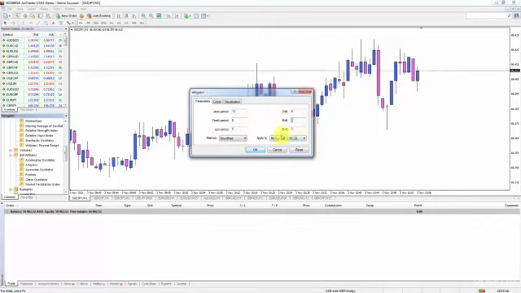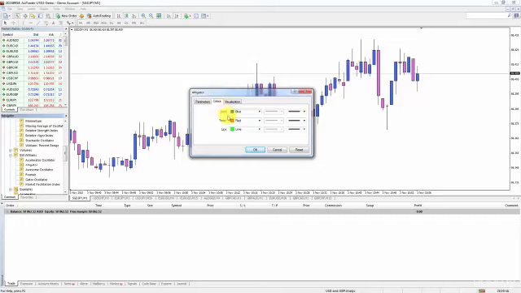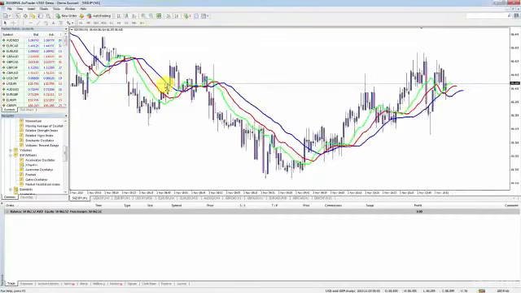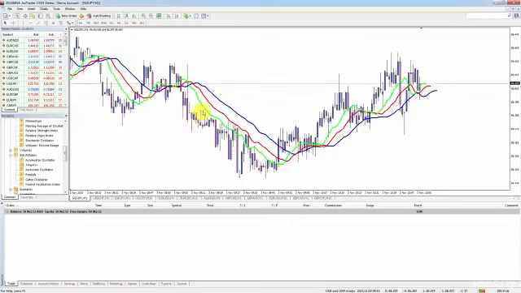Some of these might seem familiar, and that's because the lines used in the alligator are actually moving averages. If we go into colors, you'll see that the jaws will be blue, the teeth will be red, and the lips will be green. Let's go ahead and click OK. So there we go. That's the indicator. What you see here is the lips, the teeth, and the jaws of the alligator.